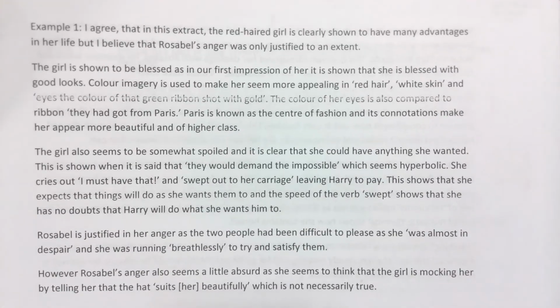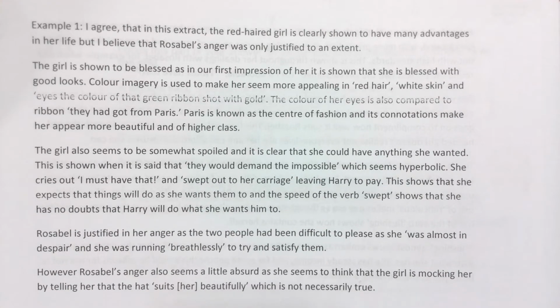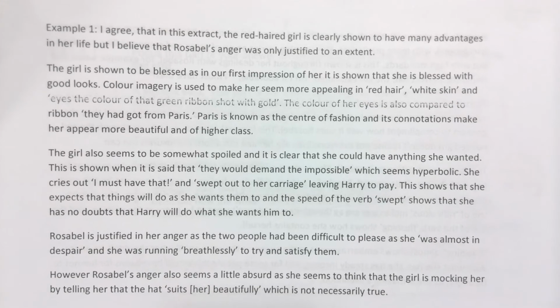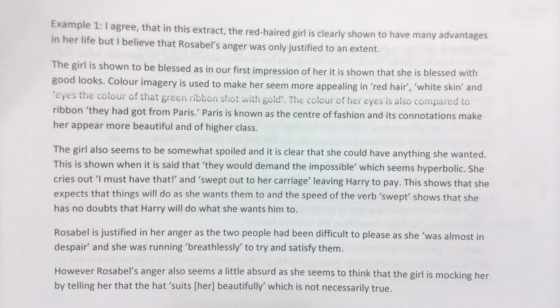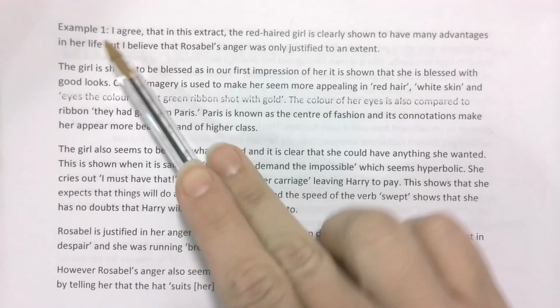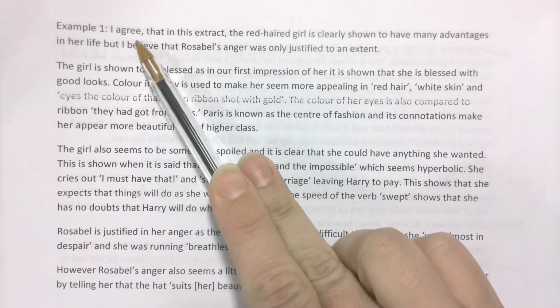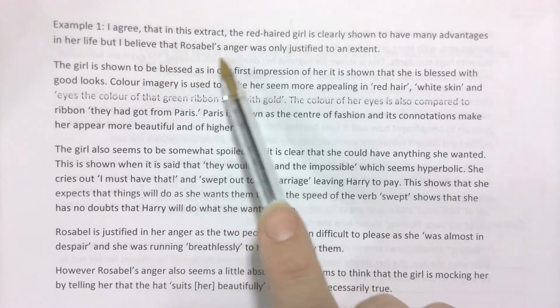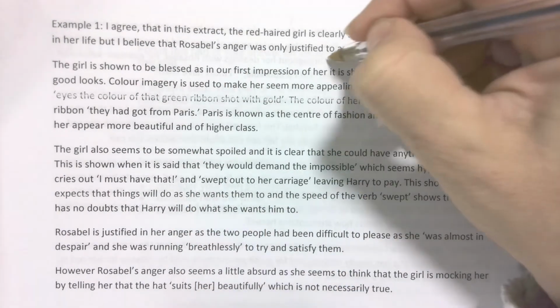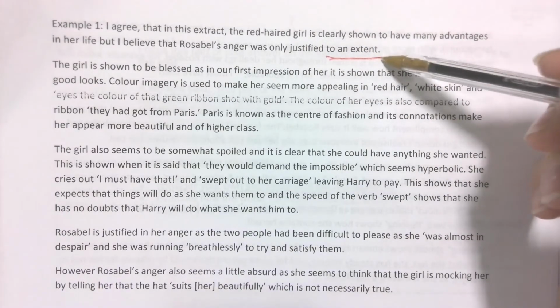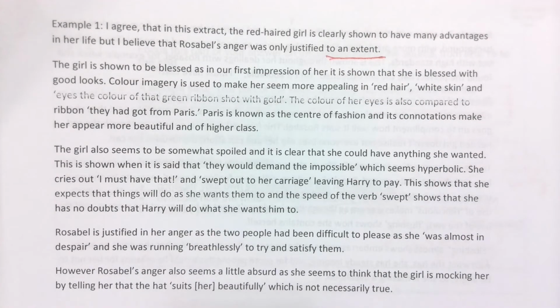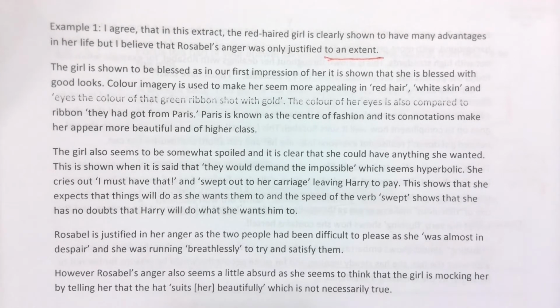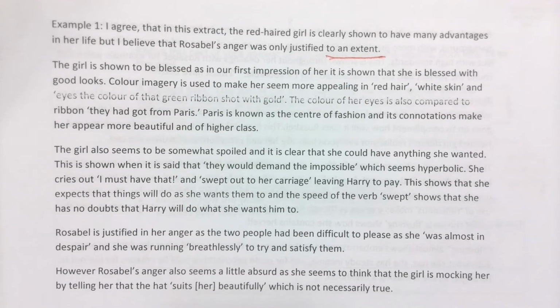So let's look at this one. Yes, it's quite long. It's the full response, but I wanted to show you all the different parts of the response and what gets it a level 3 or a level 4 or level 2 over other bits. So we start off with the I agree, which you always should. But I agree that in this extract, the redhead girl is clearly shown to have many advantages in life, but I believe that Rosabel's anger was only justified to an extent. So this is an example of how you can slightly disagree because they've said to an extent, which means that they're going to say something about how it's not quite as full on as the statement originally suggested. And we'll get to that in a second.